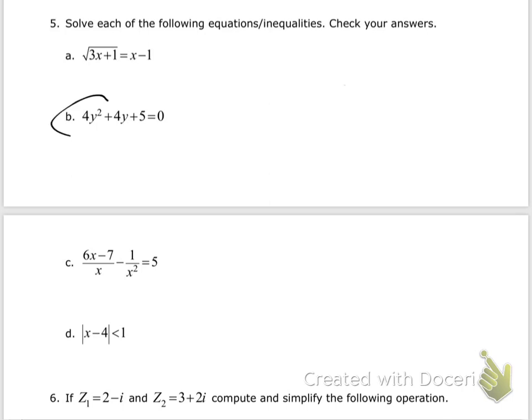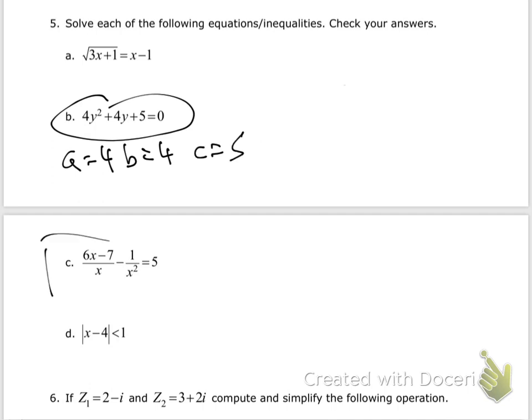Actually, I'm not going to do this one because that's just the quadratic equation formula. A equals 4, B equals 4, and C equals 5. So, this next one.